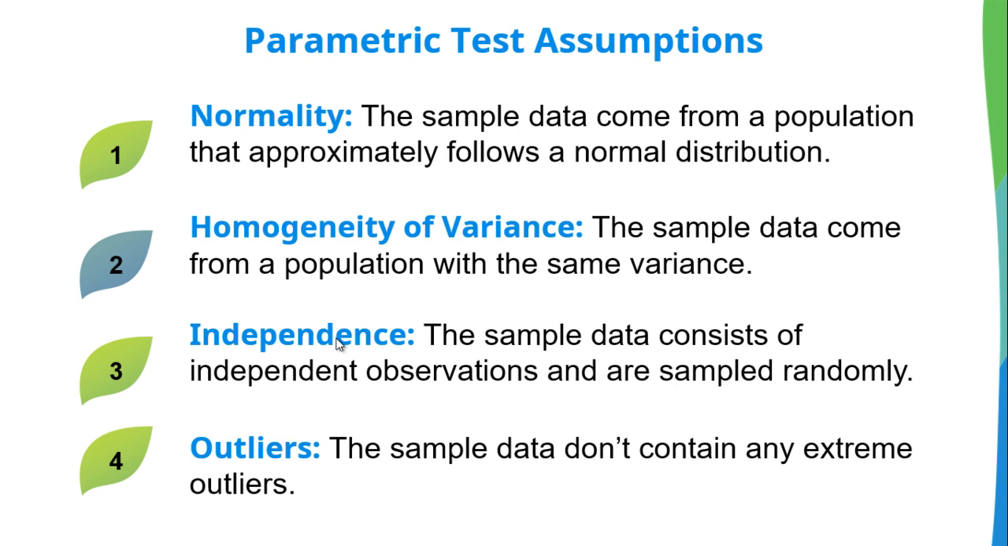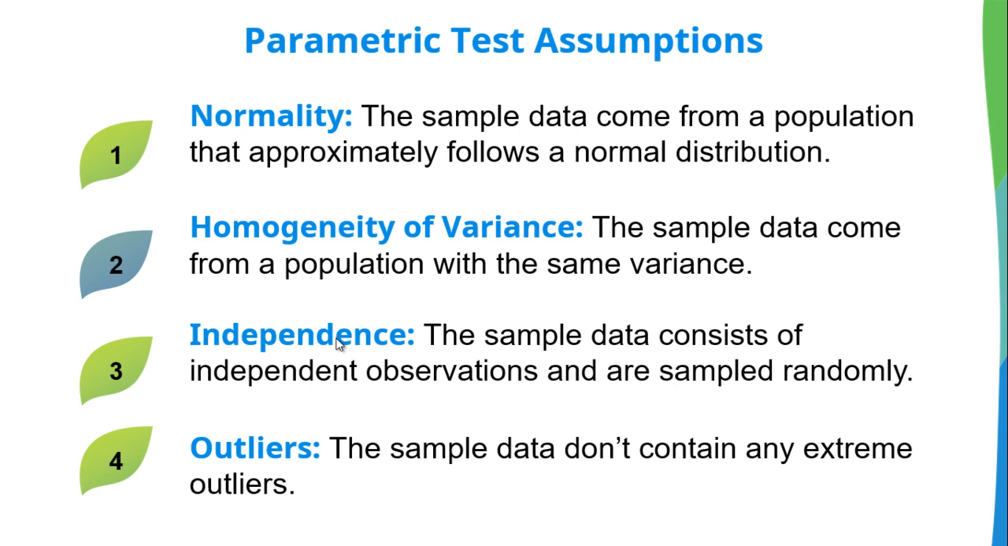So we also have independence. The sample data consist of independent observations and are sampled randomly. This is not manipulated data. Some data are manipulated; this is the original data that are taken independently. So we also have outliers. The sample data don't contain any extreme outliers. It's not that I cannot find an outlier in between, but it must not be extreme. It must be minimal.